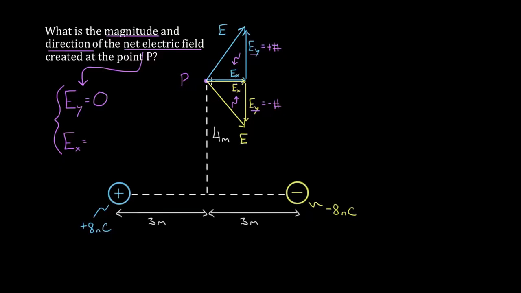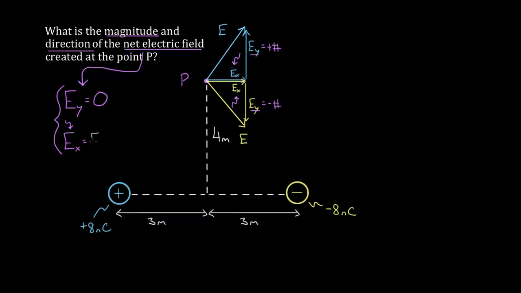In fact, it's going to be twice as big because each charge creates the same amount of electric field in this x direction because of the symmetry of this problem. So we've reduced this problem to just finding the horizontal component of the net electric field. To do that, we need the horizontal components of each of these individual electric fields.